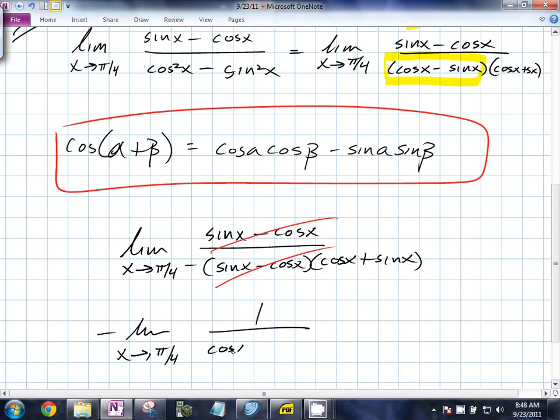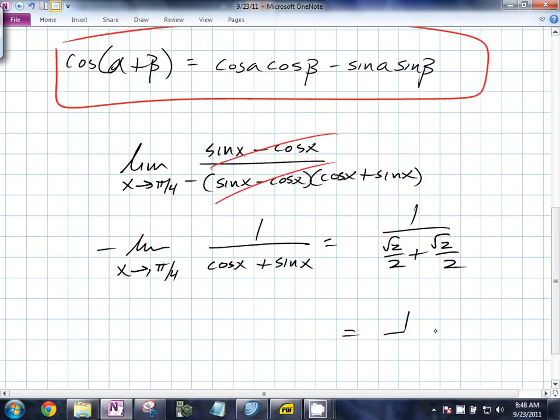What is cosine of pi over 4? Cosine of pi over 4 is 0? What is cosine of pi over 4? What's sine of pi over 4? So this is 1 over root 2 over 2 plus root 2 over 2, so that's 1 over root 2, which is root 2 over 2. Yay, we're done.